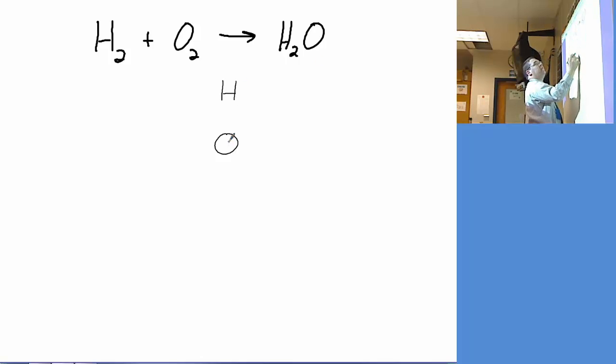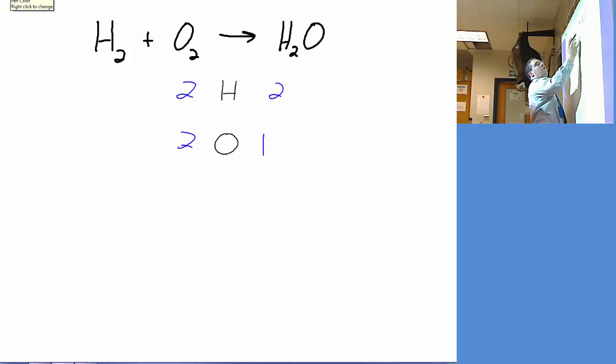So if we start by taking an inventory, we've got 2 hydrogens on the left. We'll write that down, and 2 hydrogens on the right. So right now, hydrogen's balanced. Oxygens, we've got 2 on the left and only 1 on the right. So oxygen's not balanced. So that's where we're going to have to start.